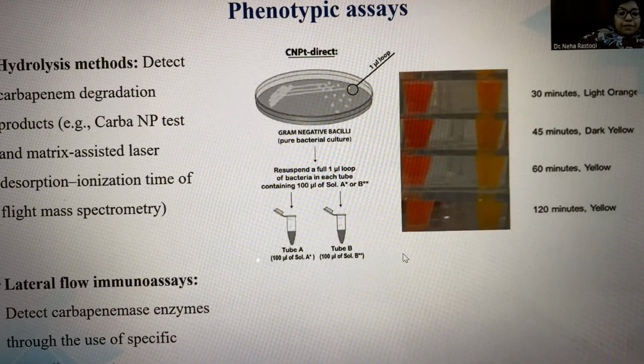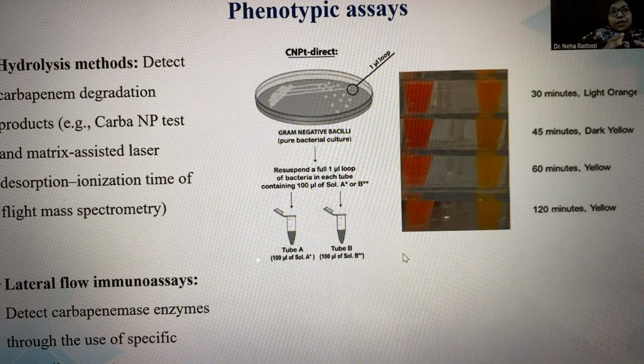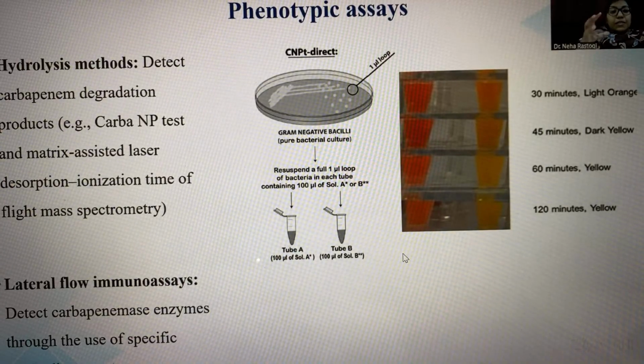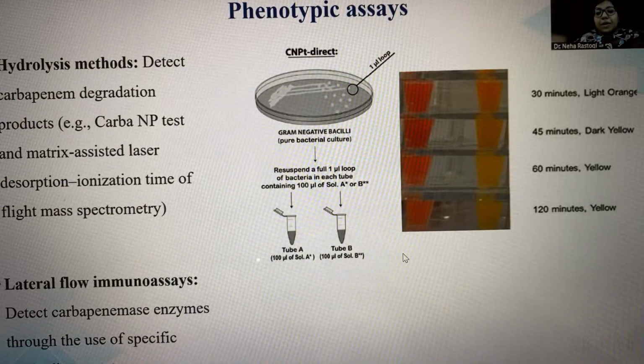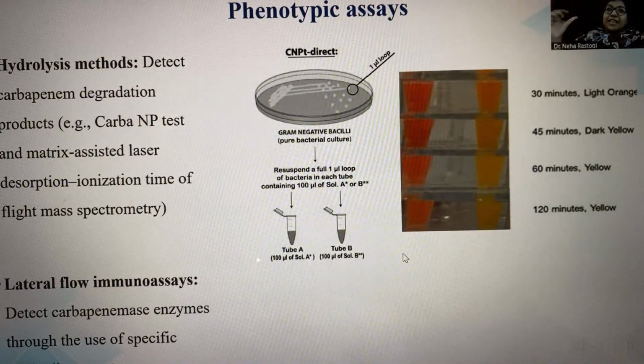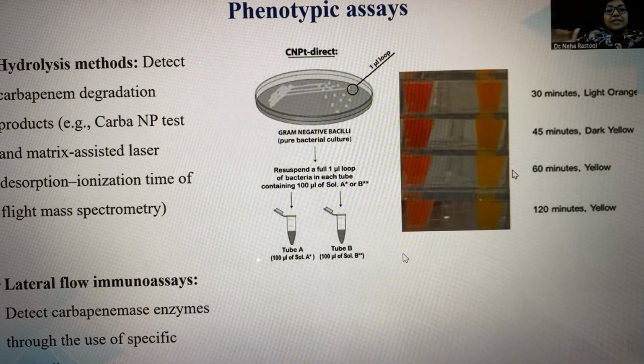I'll give you an example. What do we do in phenotypic testing? You are seeing directly, for carbapenem, the carbapenem degradation products, and you can detect those degradation products by various mechanisms. You have colorimetric testing, where you can see a simple color change showing how the enzyme is breaking the drug. Based on that detection, if the color change comes very quickly, you can tell that the amount of carbapenemase is quite high.